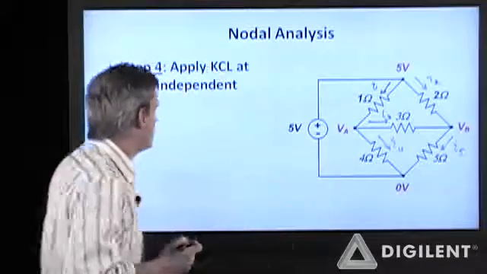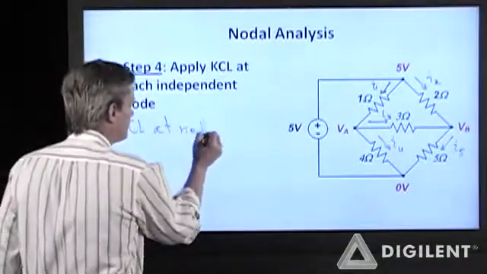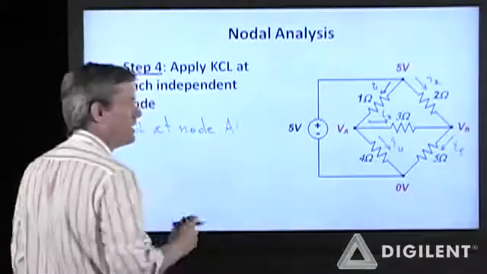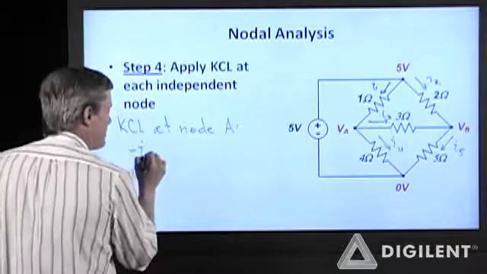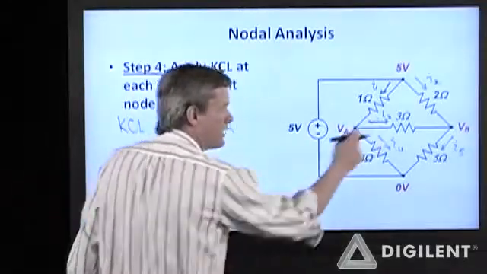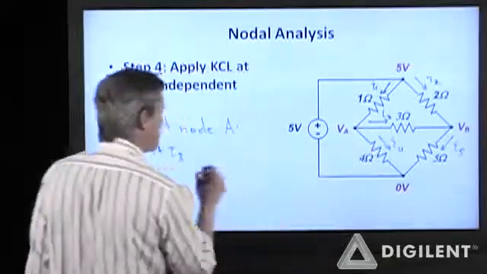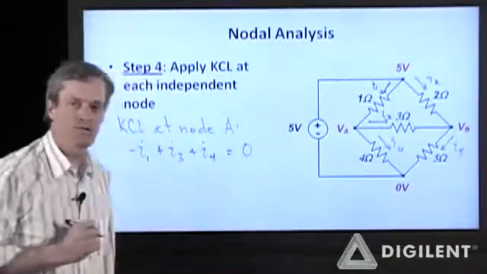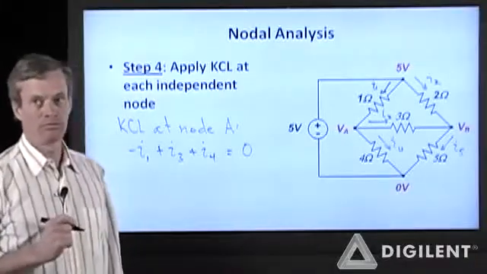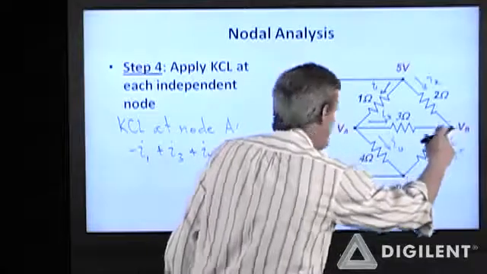So KCL at node A. I1 is coming into the node, that's a negative contribution. I3 is leaving the node, that's a positive contribution. I4 is leaving the node, that's a positive contribution. Those have to sum up to 0. KCL at node B.